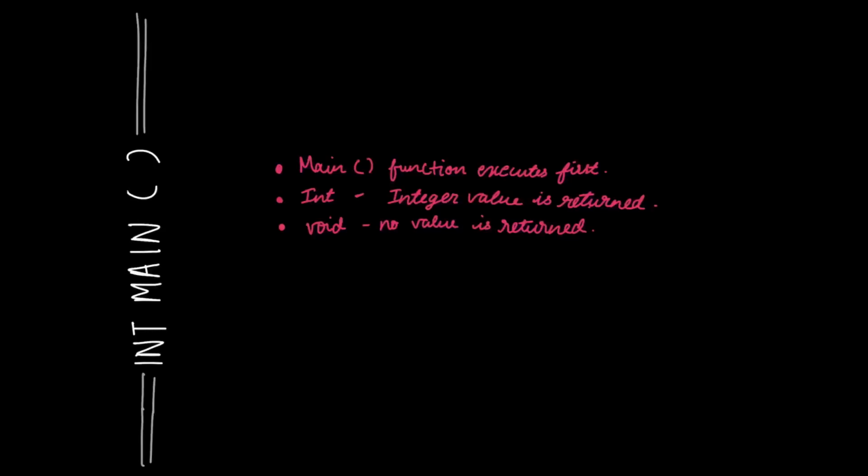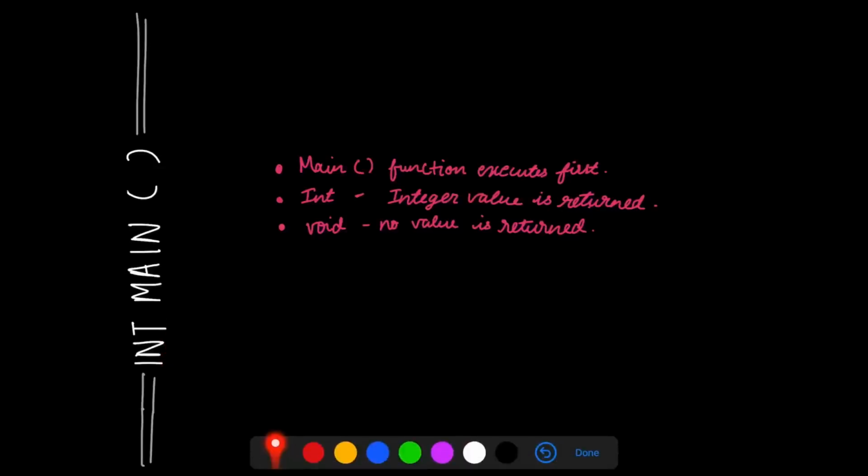And now about the int. Int is the return type of the main function. Return type means what value the function represents after the function is executed. So if instead of int, it's void, this means that the function will represent no value after the function is executed.